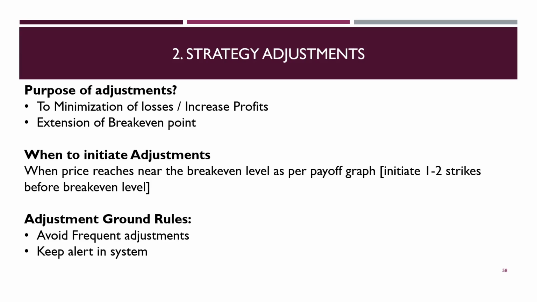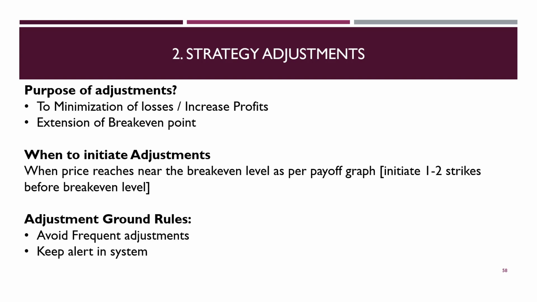So when to initiate this adjustment? Initiate this adjustment when the break-even price is breached on either side. Ideally we should do the adjustment 1 or 2 strikes before the break-even level. So you should have an alert 1 or 2 strikes before the break-even that now I need to do the adjustments.